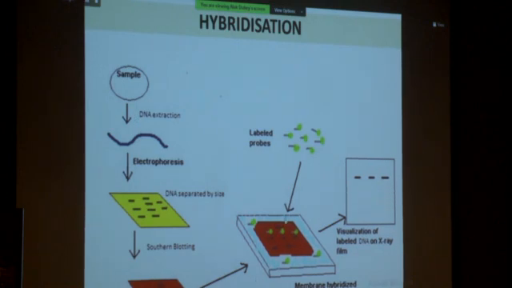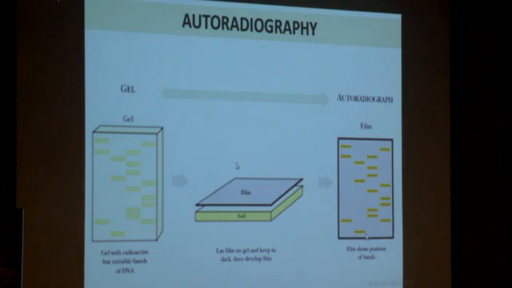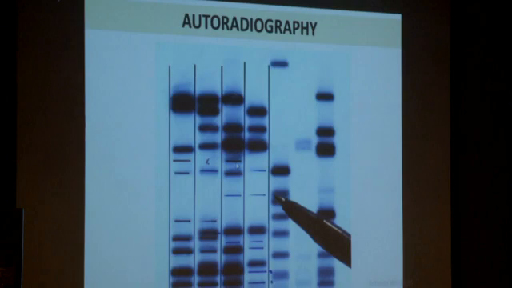So now we have here. Next, we have to add the label probes. The label probes get attached to it and we can visualize them. Now the DNA probes are attached to this. You have to put X-ray. With the X-ray, you can visualize this, which is the hybridization technique. These are different bands which can be visualized.